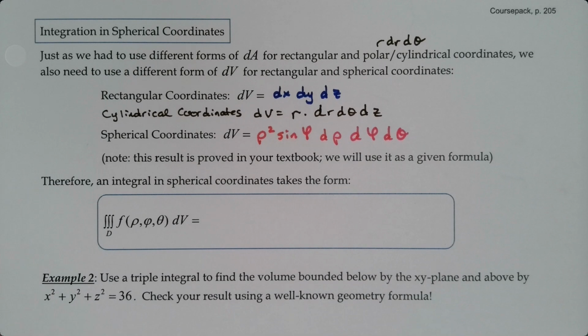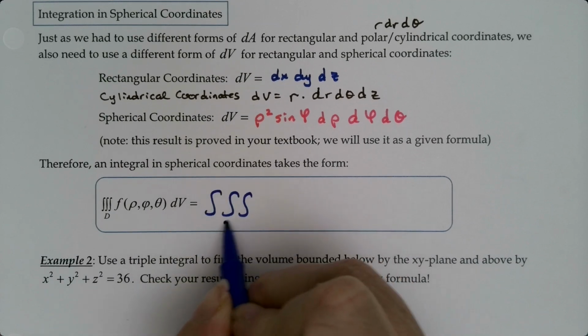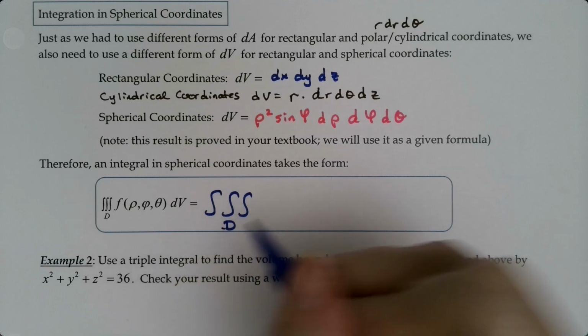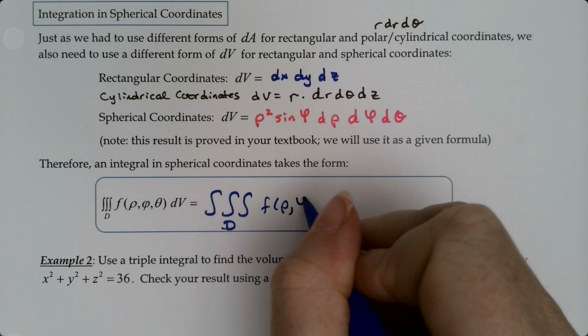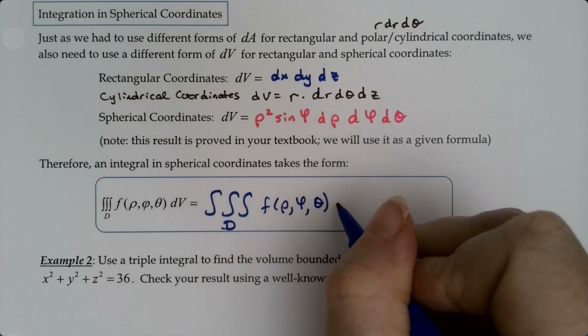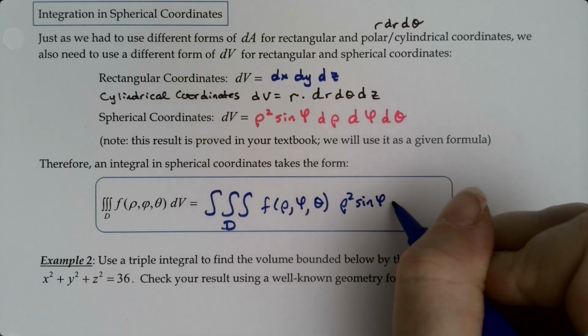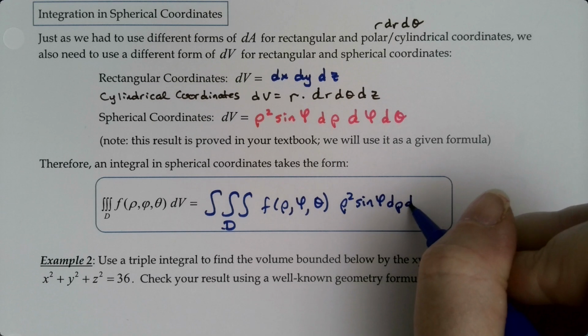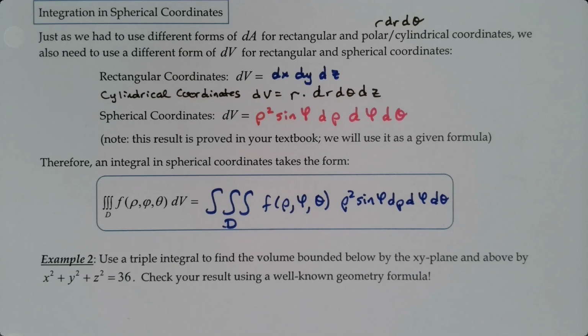All right, and if you want to see it proved, it's in your textbook. You can look it up on Canvas. It's not a big deal. I'm not going to get into it. Okay, so then that means that we want a triple integral. Our triple integral over the solid D will be of f of rho, phi, theta, and then it'll be rho squared sine phi d rho d phi d theta.